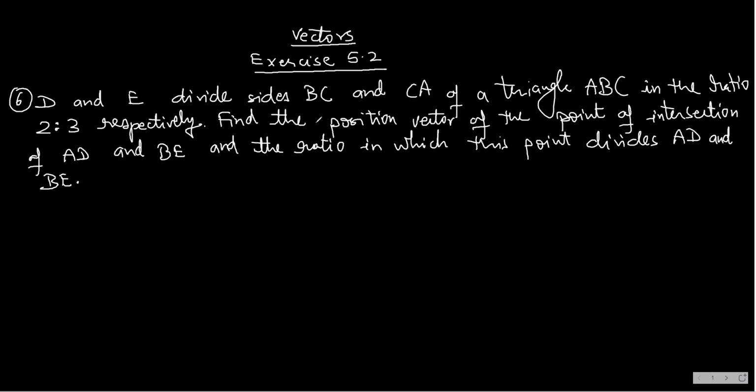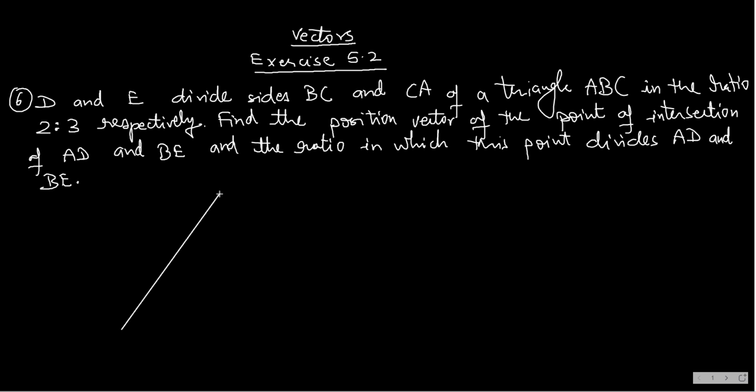In this lecture of vectors, we are solving a few remaining problems of exercise 5.2. Question number 6: D and E divide sides BC and CA of a triangle ABC in the ratio 2:3 respectively. Find the position vector of the point of intersection of AD and BE and the ratio in which this point divides AD and BE. So I understand that I need to first draw the triangle ABC.